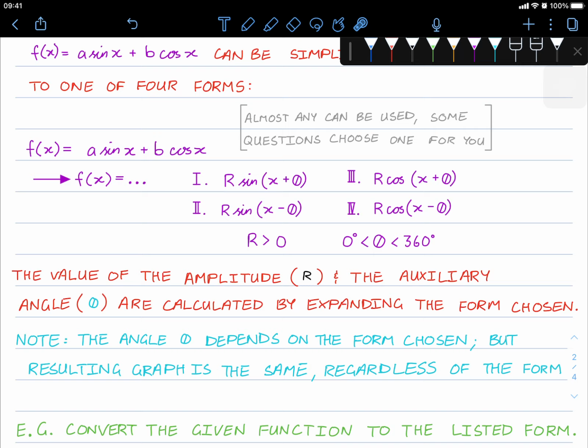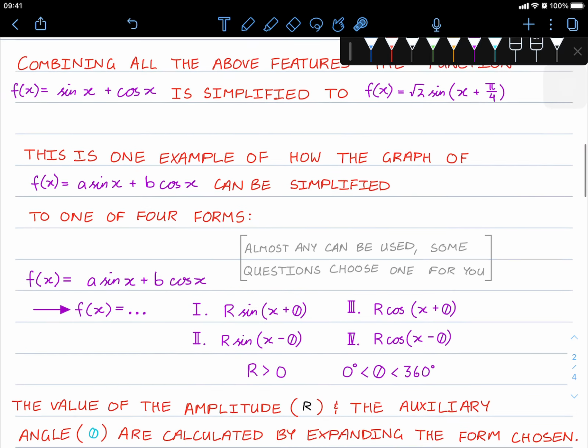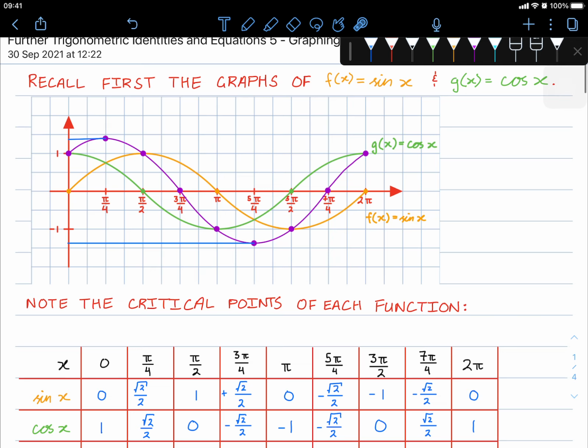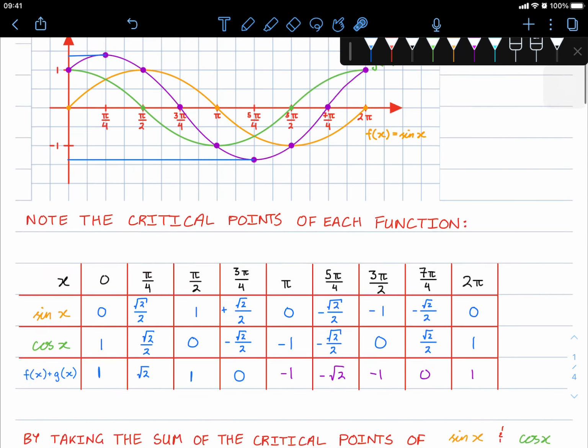Note that depending on which form you take, your auxiliary angle might end up being different to another person's. So for example, if student A picks this form to answer this question, and student B picks this form to answer the same question, their auxiliary angle will be different, but the end graph, the graph that they make, should be exactly the same.